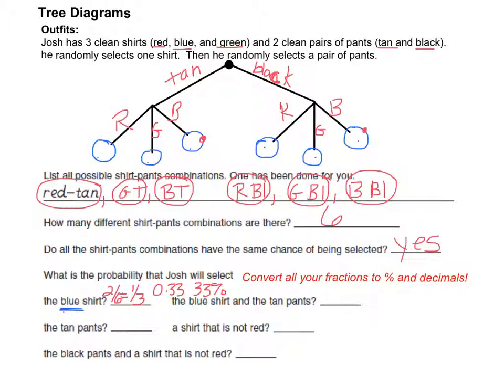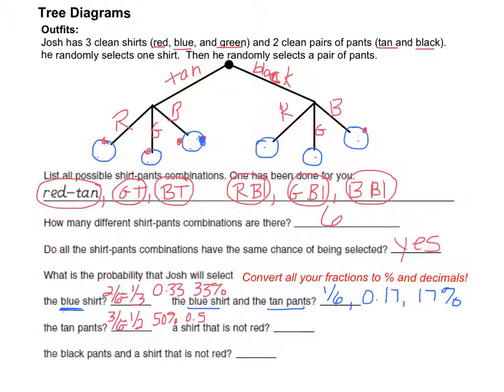So what is the probability of him choosing a blue shirt with the tan pants? There's a blue shirt with tan pants here, but over here the blue shirt went with black pants, so it won't count. So it's only a 1 in 6 chance, or 0.17. And what are his chances of getting tan pants in the outfit? Well, he could wear red with tan, green with tan, or blue with tan. So that's 3 out of 6, or 1/2, which is 50%, or 0.5.